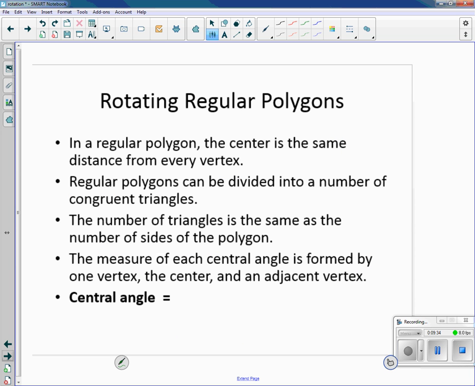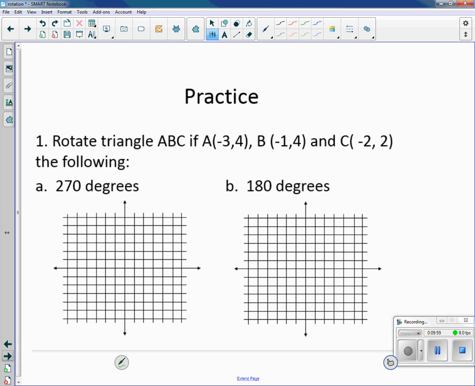Now, for a regular polygon, the center is the same distance from every vertex. You also need to know that regular polygons can be divided into congruent triangles. Sorry, you don't even have to worry about central angles. Apologize. We're not doing that.